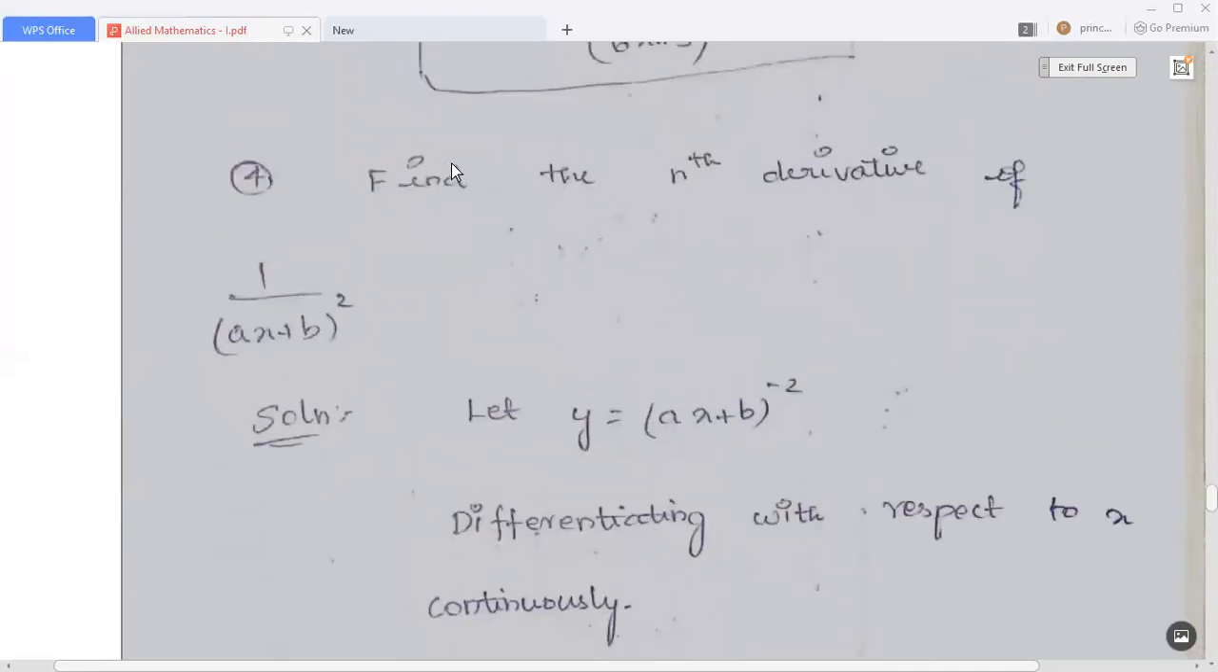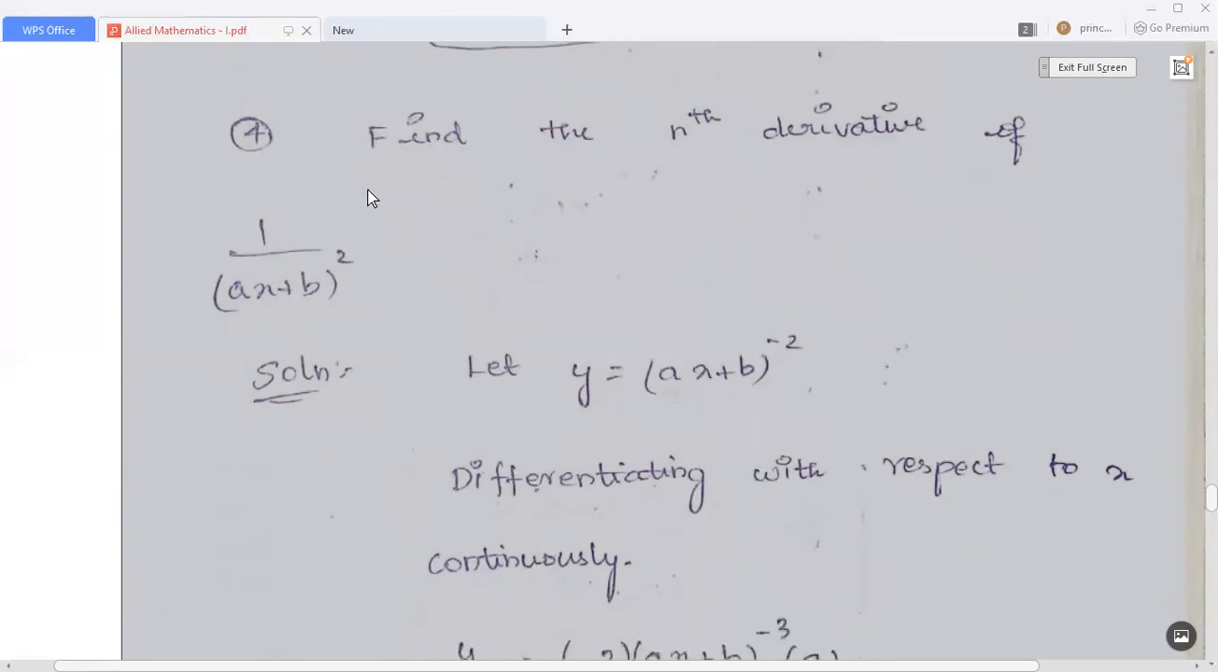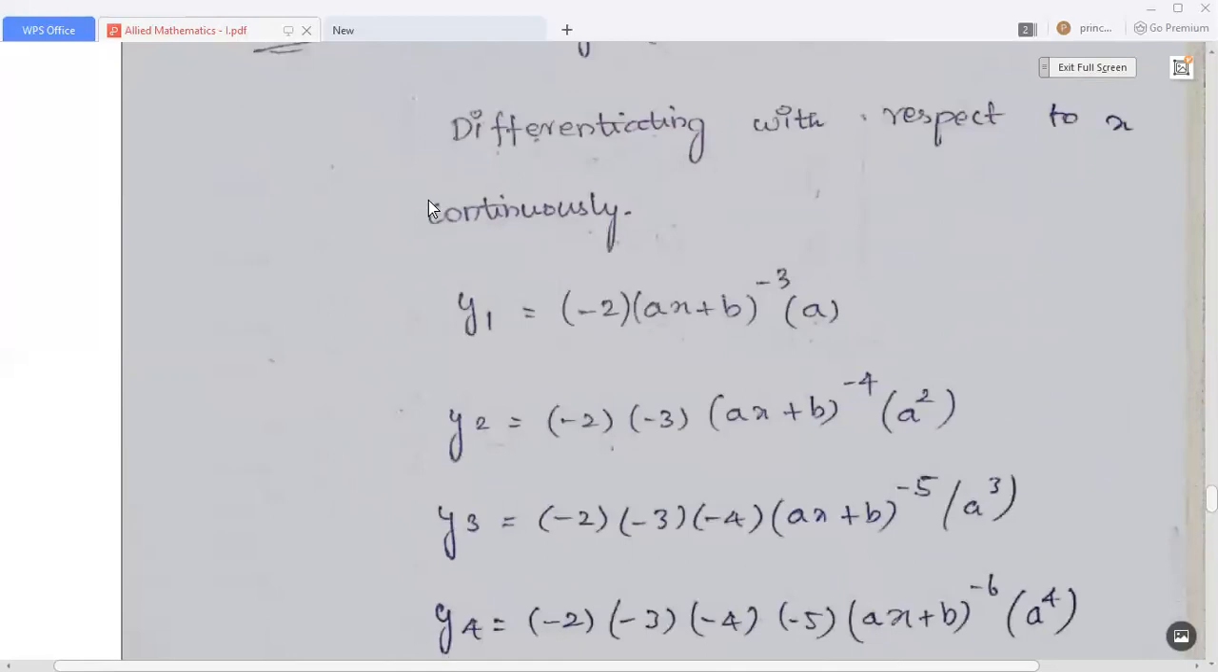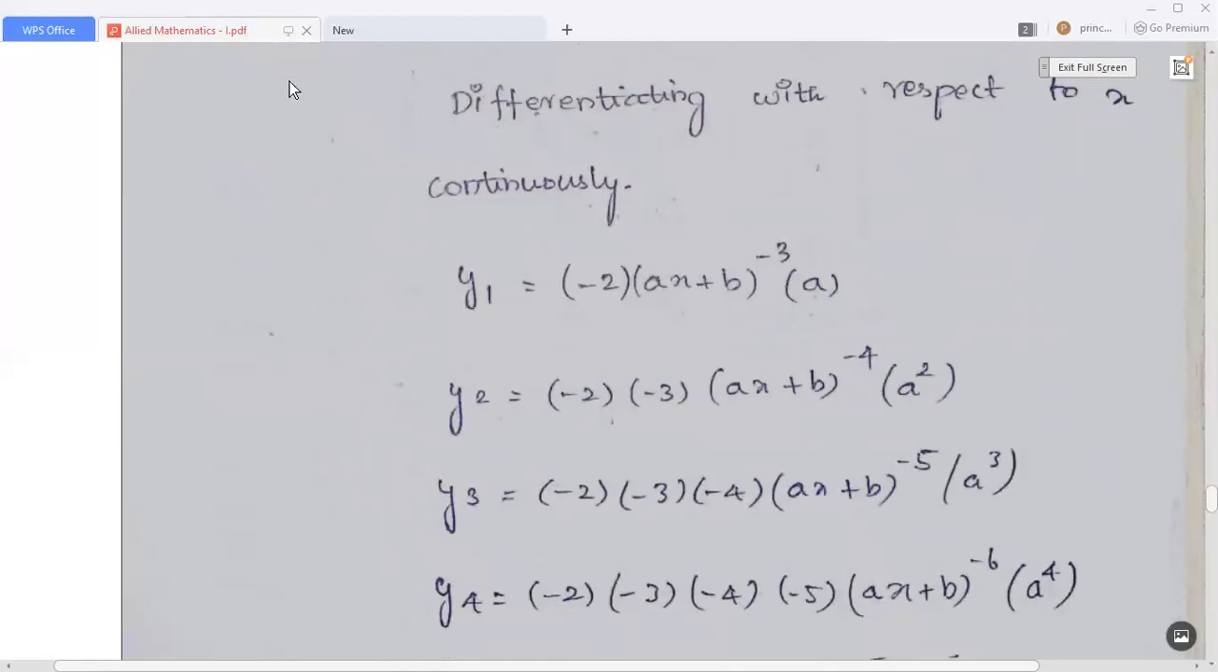Next one. Find the nth derivative of 1 by (ax plus b) whole square. First you take the given function as y. That is y equal to (ax plus b) power -2. So this is the convenient form for finding continuous differentiation with respect to x.